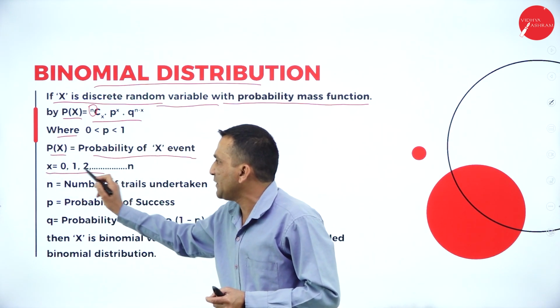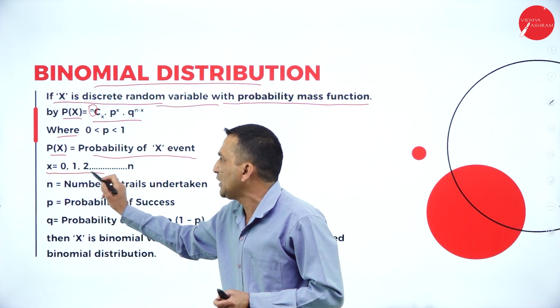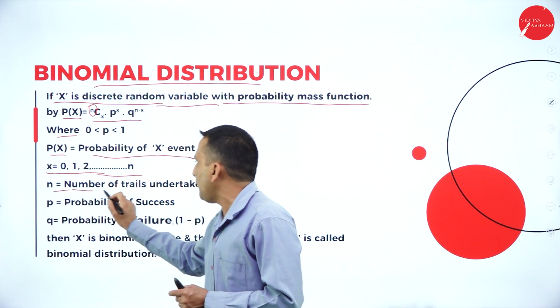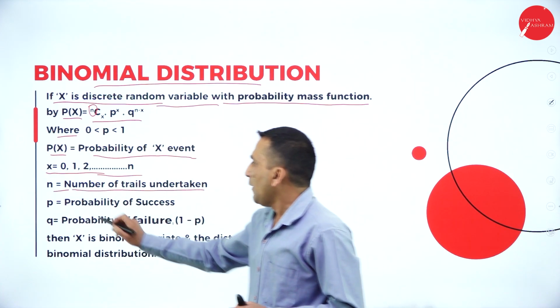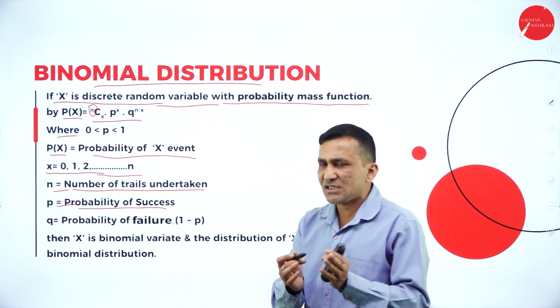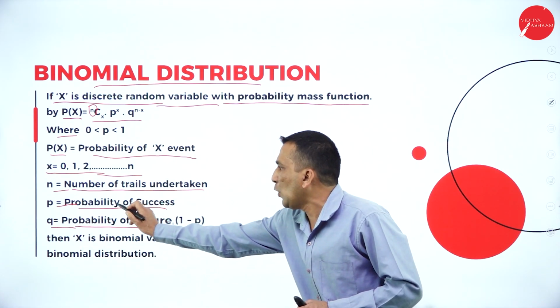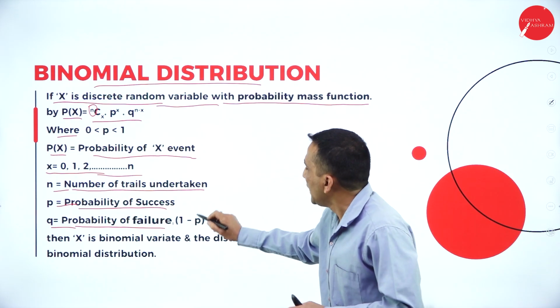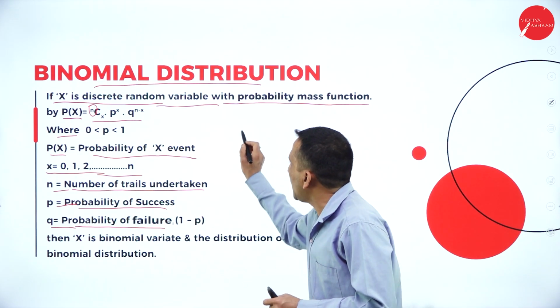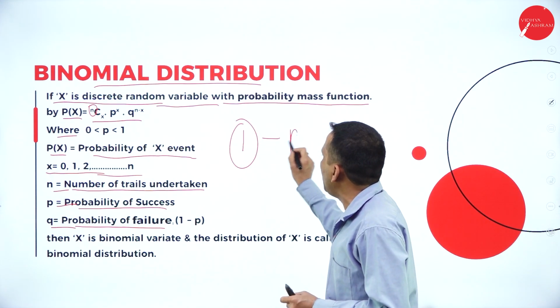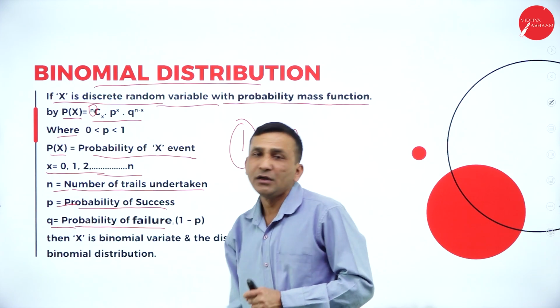Where x series starts from 0, 1, 2, 3 till the end outcome. So n stands for number of trials undertaken, p stands for probability of success, and q stands for probability of failure. How are we getting q? If you know the value of probability of success, easily you can subtract it from the total probability, which is always 1. From the 1, if you subtract the probability of success, easily you can get the q value.